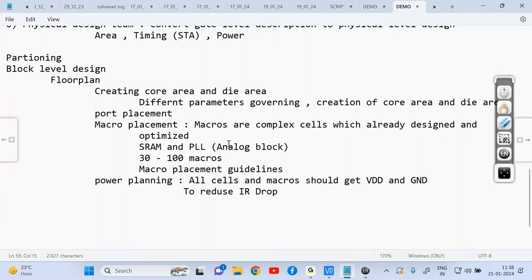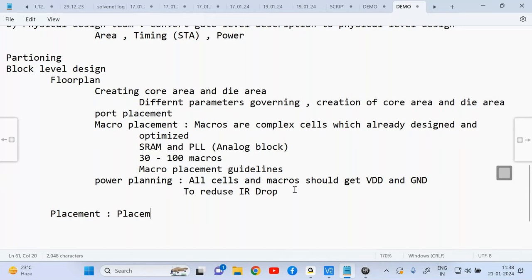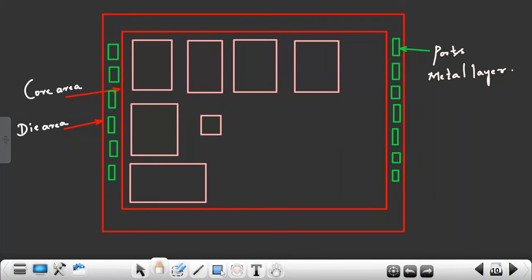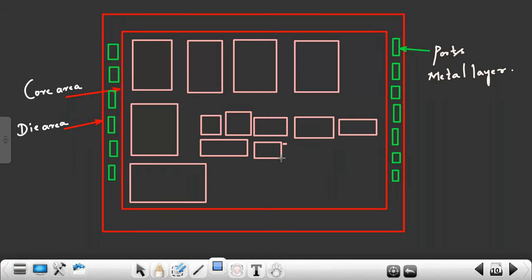So after floor planning, you have placement. What is placement? Placing all standard cells in the core area. But what are we going to place? The layout of our cells, right? Here we are placing all the standard cells. This is called placing standard cells.